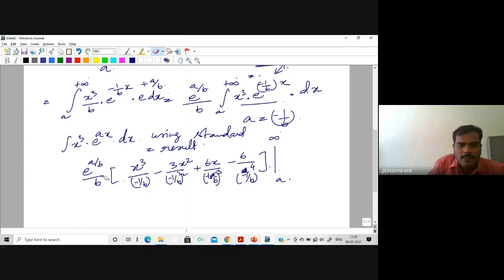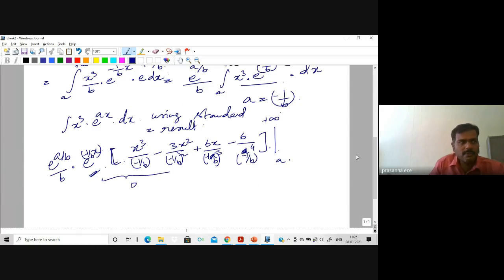Please note that this is e power a by b divided by b into e power ax into all these terms. Here, instead of a, we have e power minus 1 by b x, into all these terms. When you substitute plus infinity, that is the upper limit, this term makes everything 0.